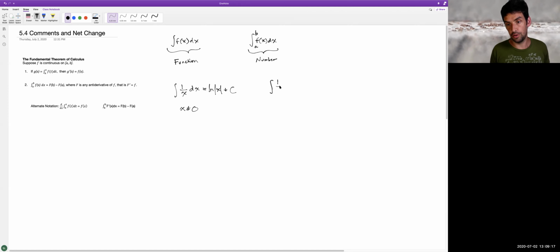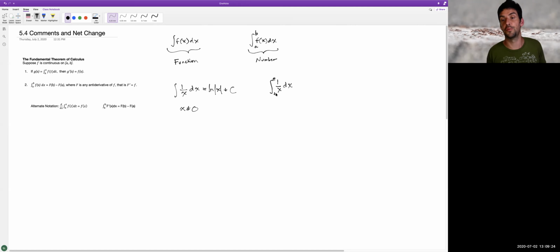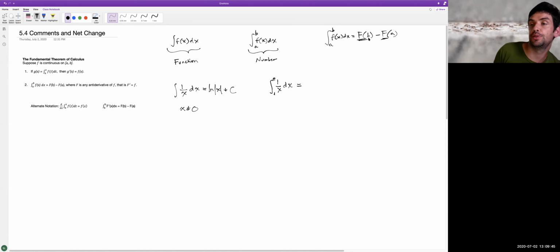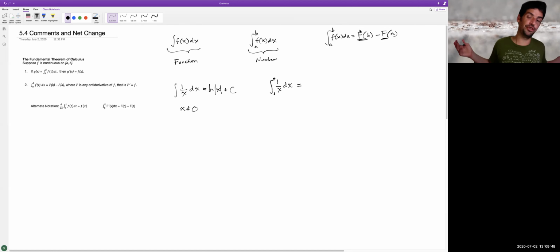If I were, for instance, to evaluate this integral, the definite integral of 1 over x from 1 to the number e, what do we look for? If I have my antiderivative F and the integral from a to b, I'm looking for F of b minus F of a. There are two things I have to do. I have to find this antiderivative F, and I also have to compute it at these endpoints. So this notation just gives us a convenient way to do one of those things at a time.